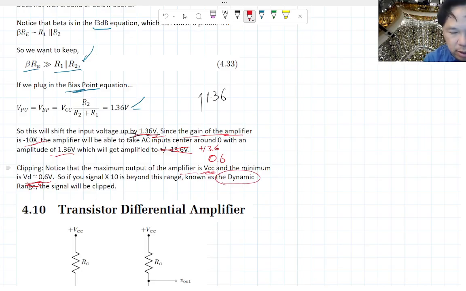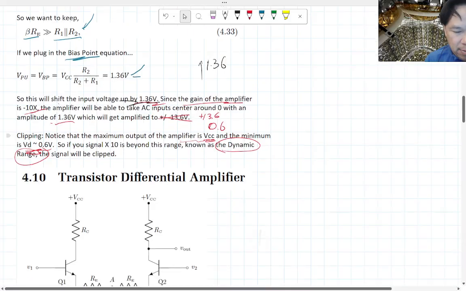And this input range is going to be what's known as the dynamic range of your amplifier.